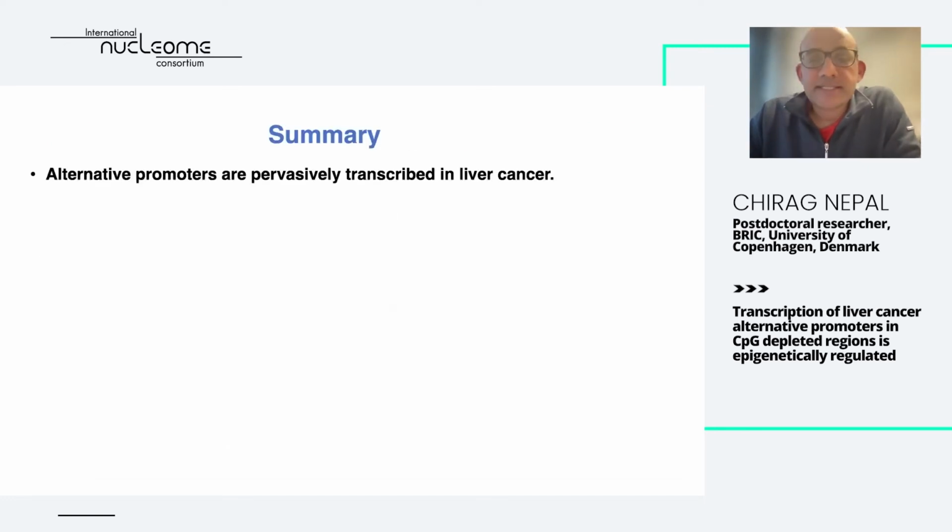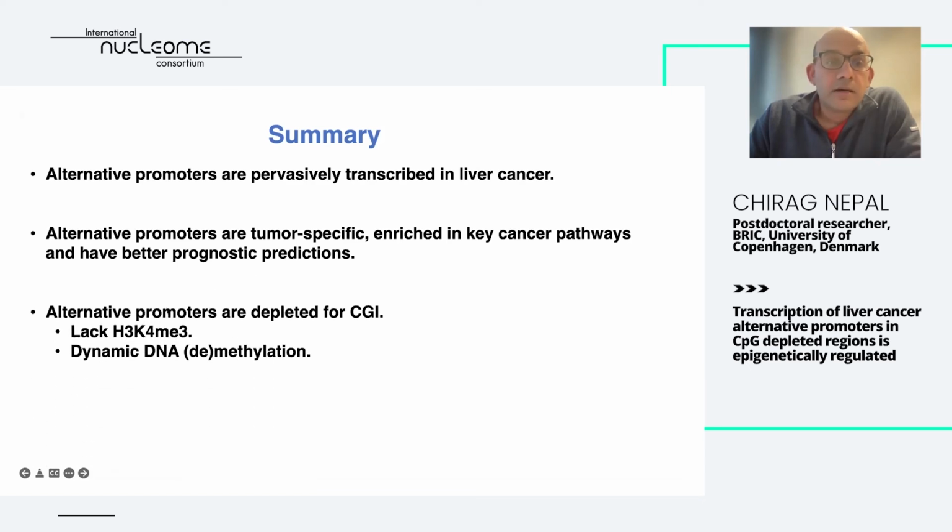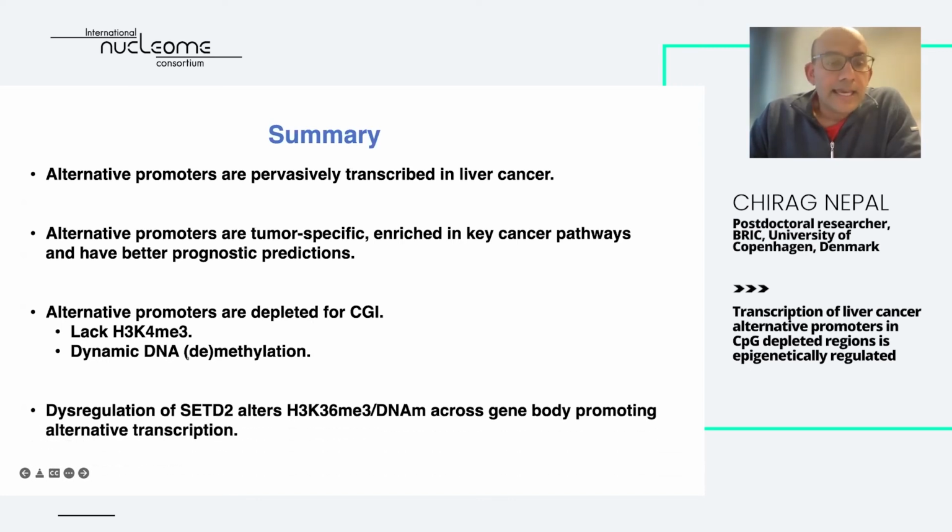So, to summarize that, alternative promoters are pervasively transcribed in liver cancer, and many of these are alternative tumor specific, which are enriched in key cancer pathways and they have better prognostic prediction. Alternative promoters are depleted for CGI. They have a lack of H3K4me3. There is a dynamic DNA demethylation in the CG4 region. And the dysregulation of SETD2 alters H3K36me3 DNA methylation across gene body, prompting alternative transcription.